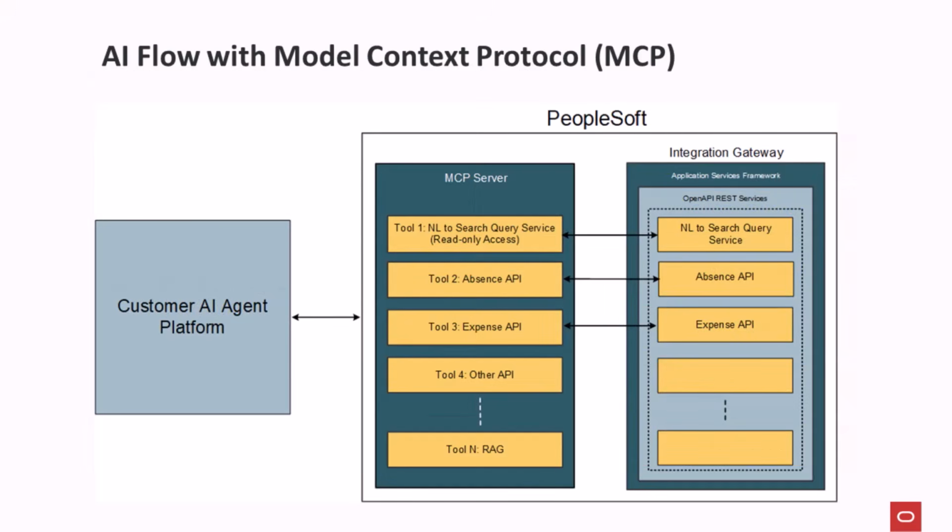For example, an AI agent can invoke an MCP tool that calls a PeopleSoft API built with the Application Services Framework. That API can apply the business logic and security already defined in PeopleSoft and return the appropriate response to the AI-driven experience. Customers can also expose services such as the Natural Language Search Service as MCP tools, depending on the use case they're building.